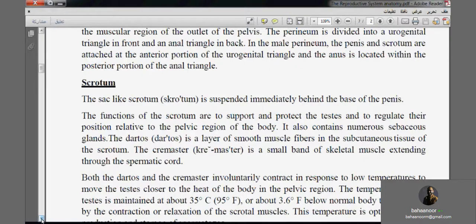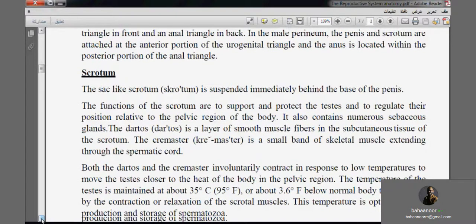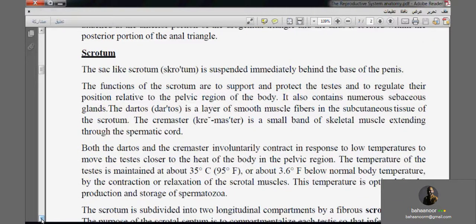We have two layers, الدارتوس layer والكريماستر layer. الدارتوس layer عبارة عن layers of smooth muscle fibers in subcutaneous tissue of the scrotum. والكريماستر هي small band of skeletal muscles extending through the spermatic cord. Both of them هذول اللايرات of muscle involuntarily contract in response to low temperature to move the testes closer to the heat of the body in the pelvic region.